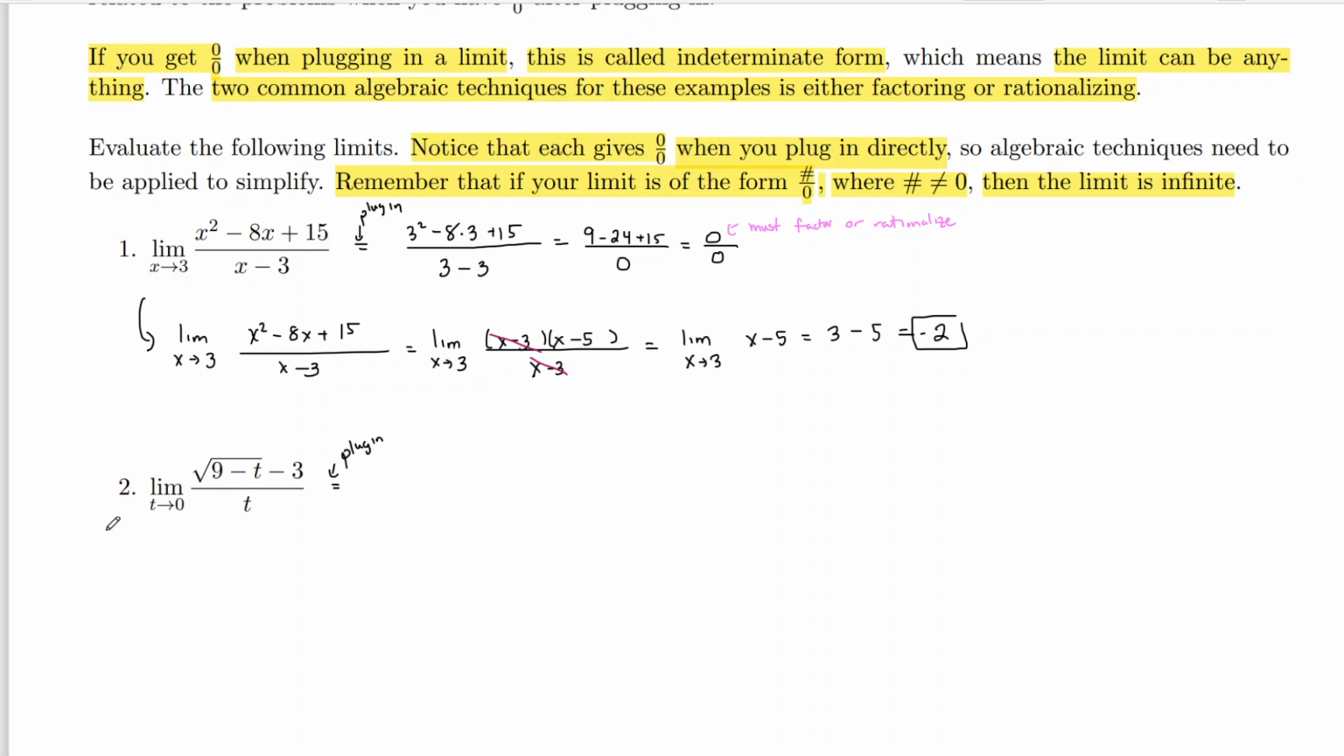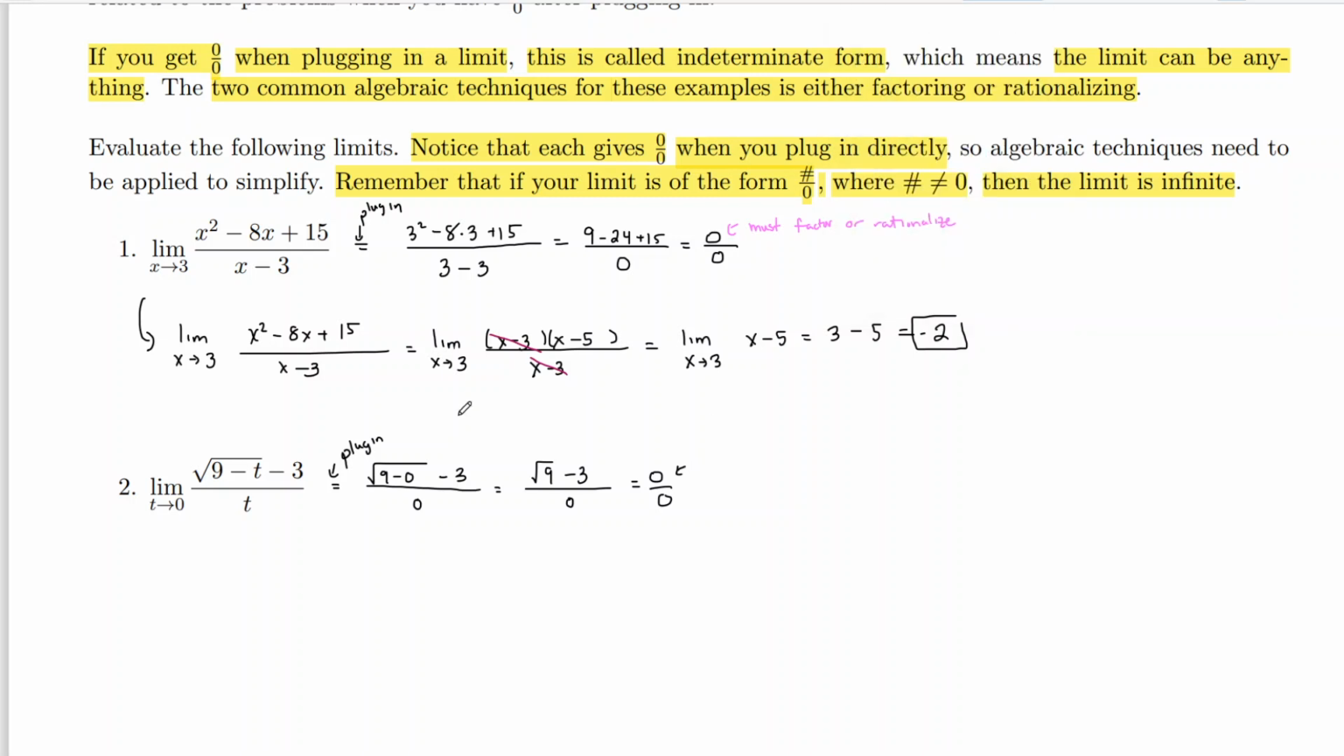And here we are using the variable t, and we want to plug in t as 0. We get the square root of 9 minus 0, then minus 3 on the outside, over 0. Definitely 0 on the bottom. Is it 0 on the top as well? Yeah, because 9 minus 0 is 9, and we got the square root of 9 minus 3. Square root of 9 is 3, so 3 minus 3 is 0 over 0.